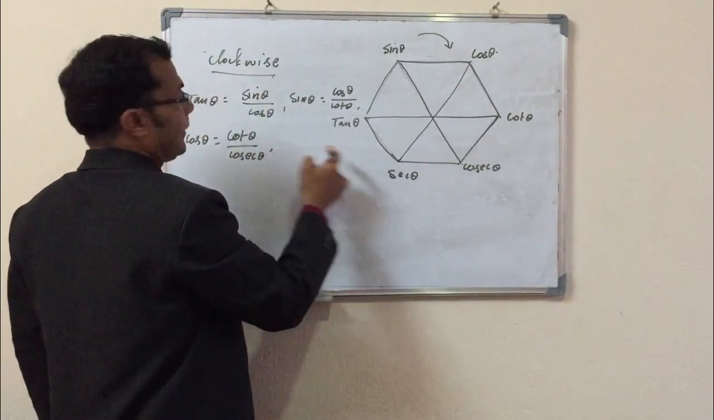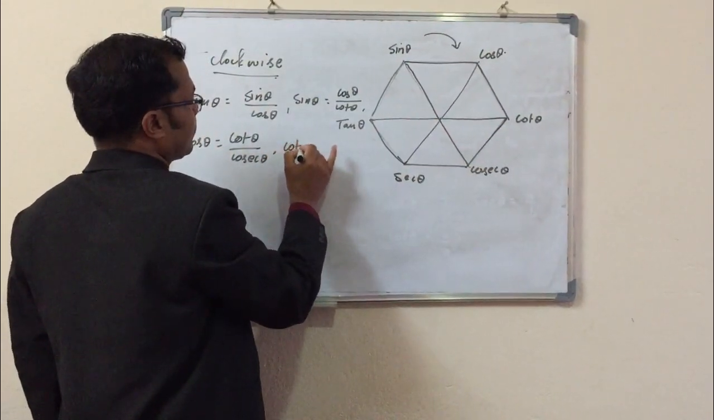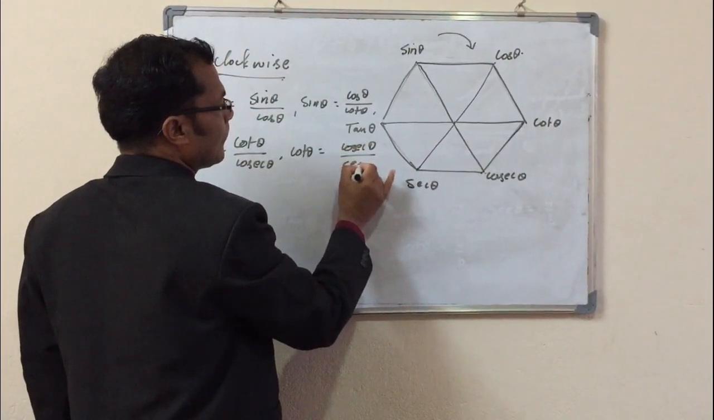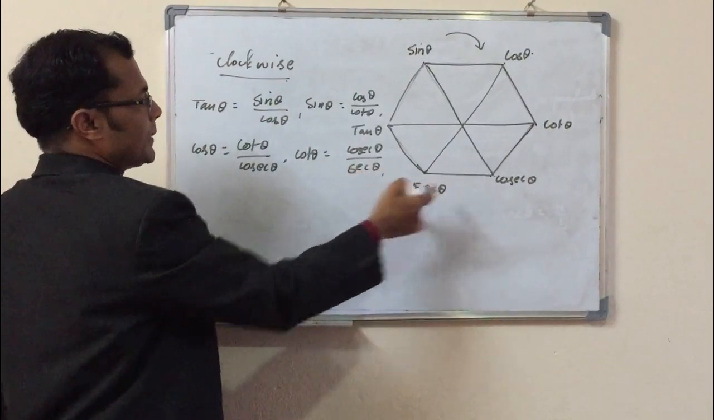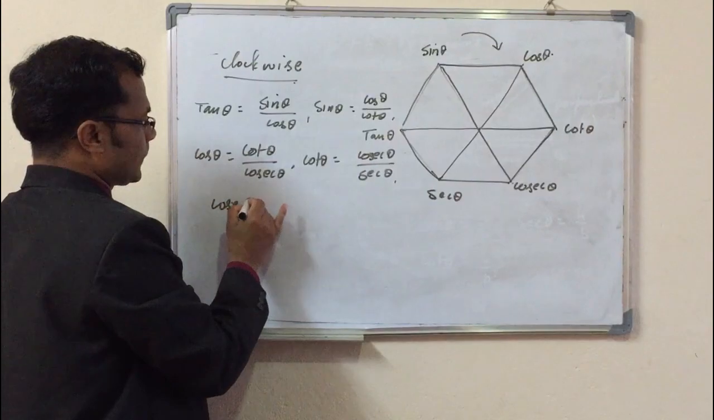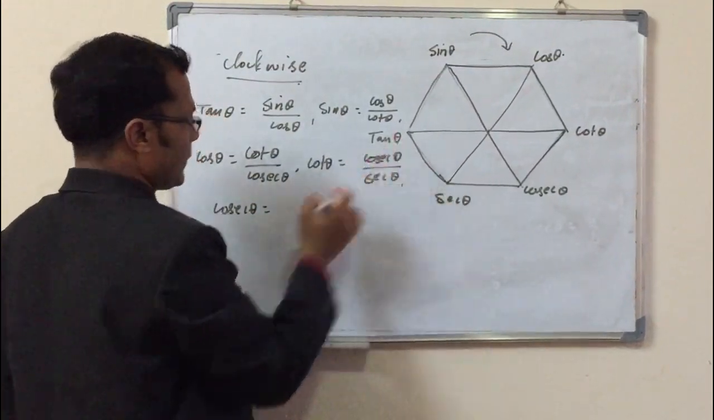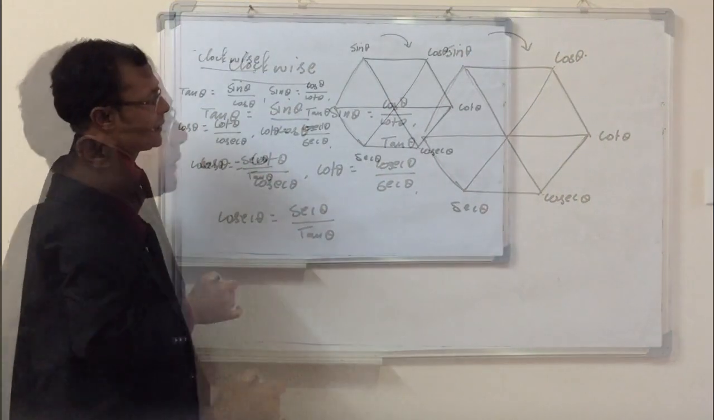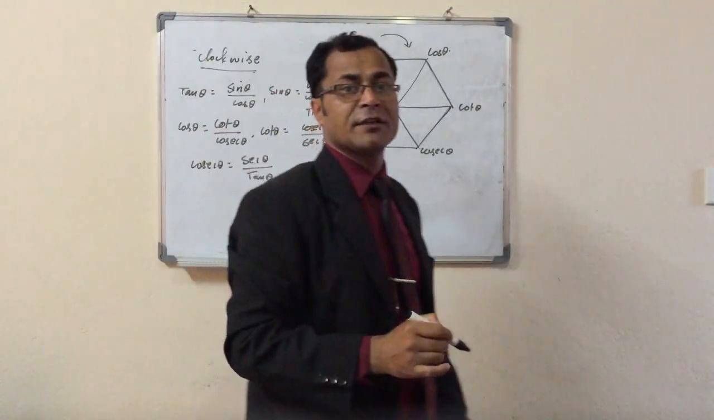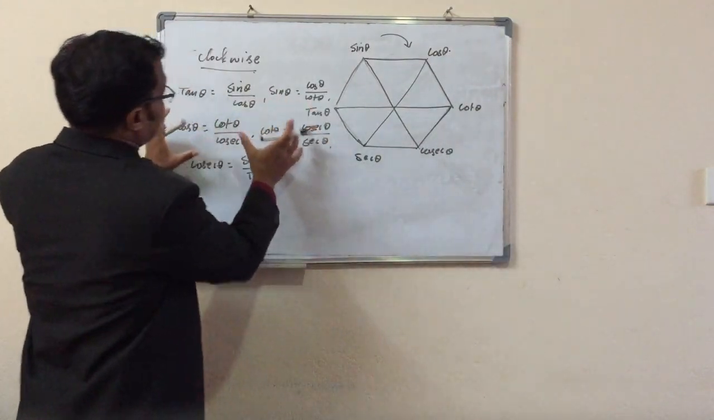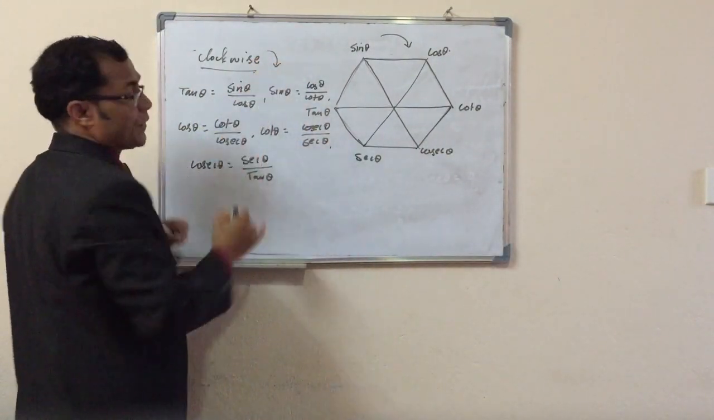Again, if you want to make cot theta, it's very simple: cosec theta by sec theta. Likewise, if you want to find cosec theta, it equals sec theta by tan theta. So this is how you make the formulas. Very simple. You got these formulas just by following the clockwise direction.